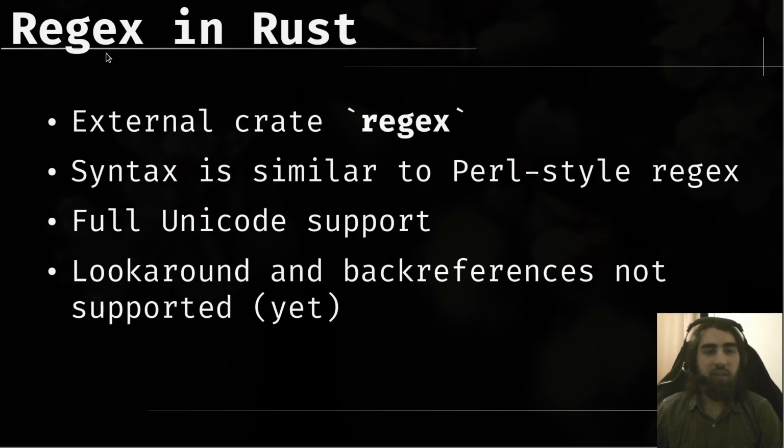So regex in Rust. Now regex is not implemented in the standard library. For example, in JavaScript you can use regex without importing anything, but in Rust this is external, so you have to import the crate, which is called regex. I will show you that. And this syntax is similar to Perl style regex, so if you're coming from a Perl background, then this will be very familiar to you. It has full Unicode support, and some of the features like look around and back references are not supported yet, but I'm sure this will come in the future.